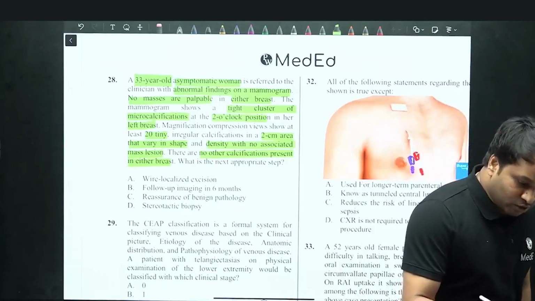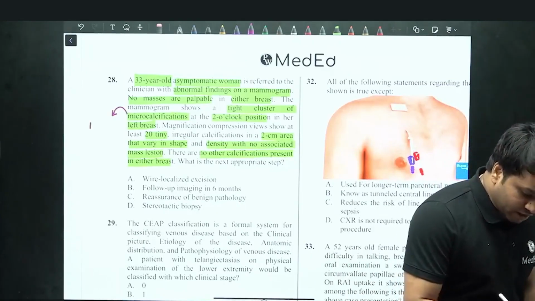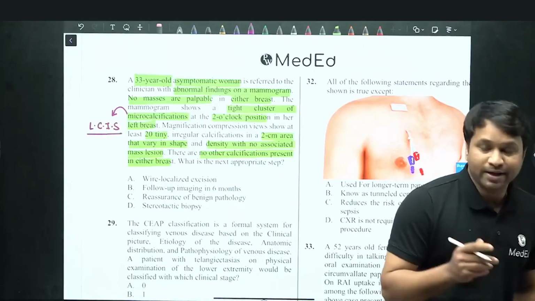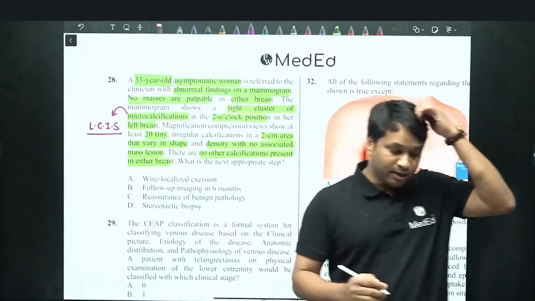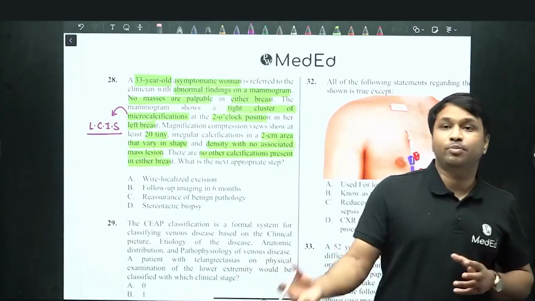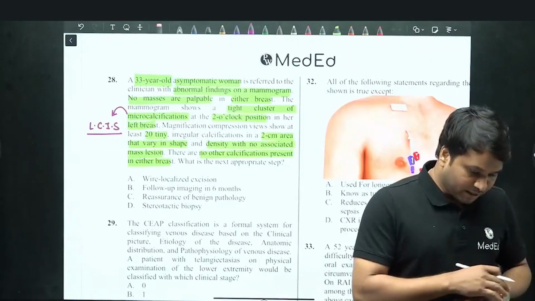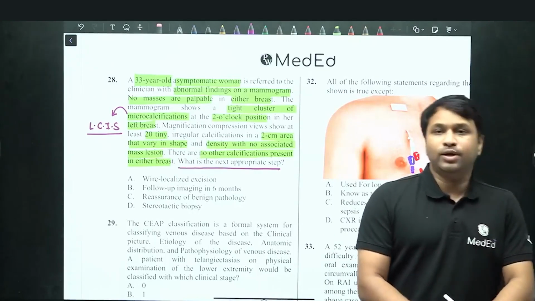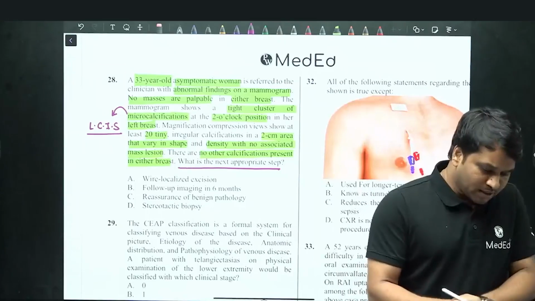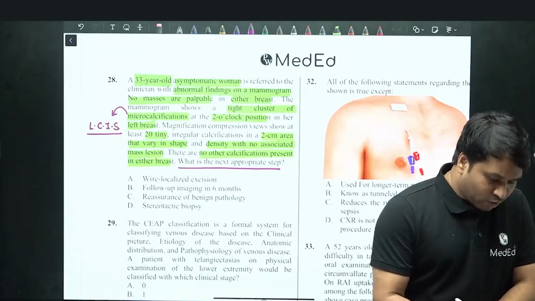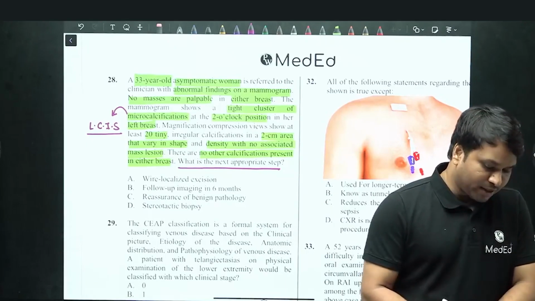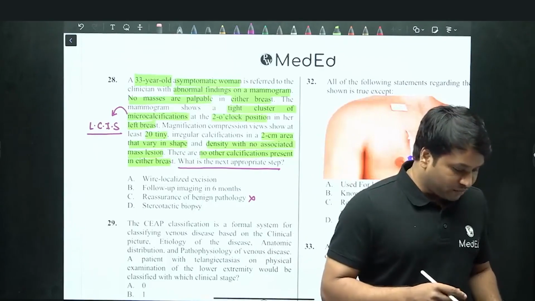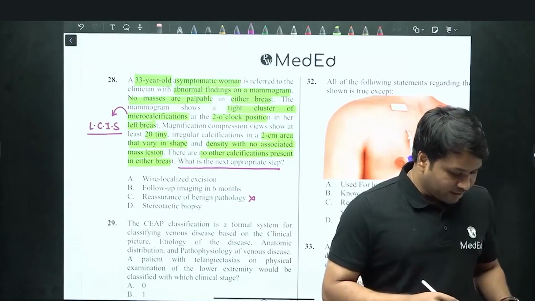Now, remember, presence of microcalcification is a variant feature of lobular carcinoma in situ. The problem with LCIS is that it is a pre-malignant condition. It is not a malignant condition, but it has a very high propensity for developing into malignancies. When you suspect a malignancy, how would you diagnose it? Because there is no mass, the options are wire localization, follow-up imaging, reassurance of benign pathology, and stereotactic biopsy. I will not reassure because I need to rule out the malignancy.